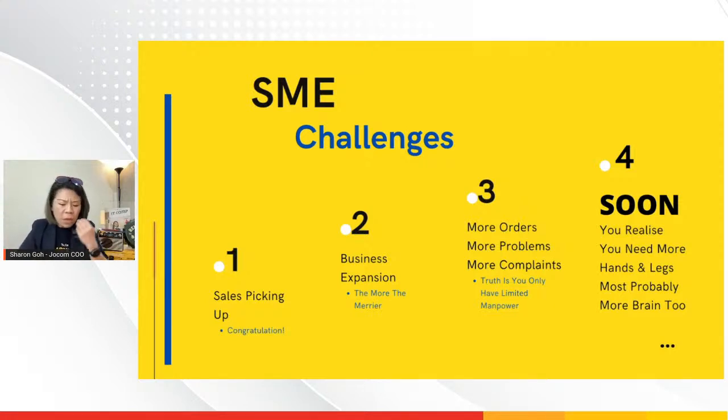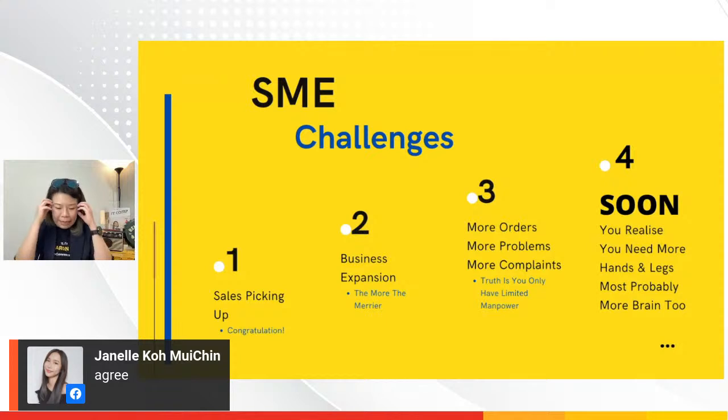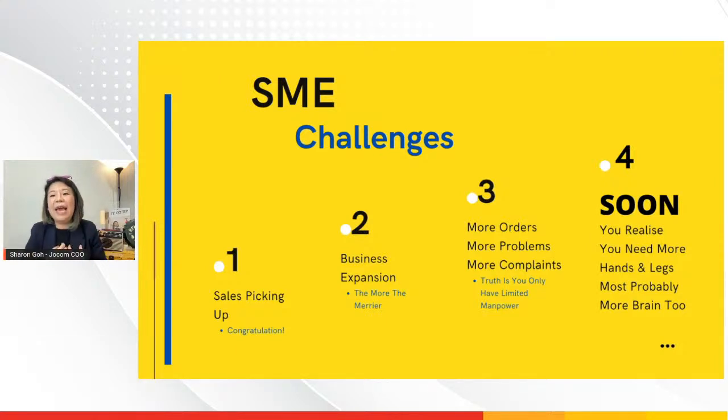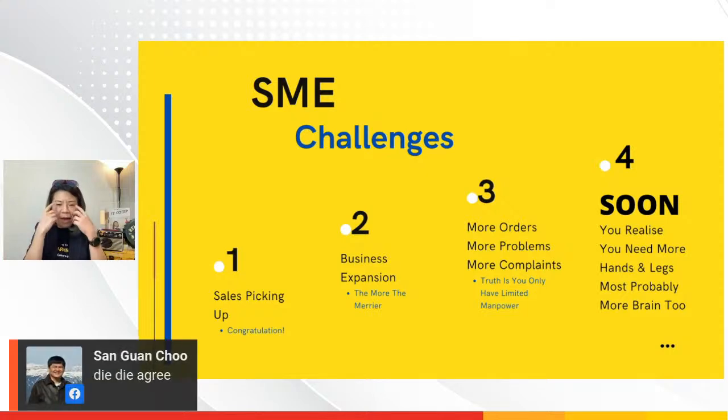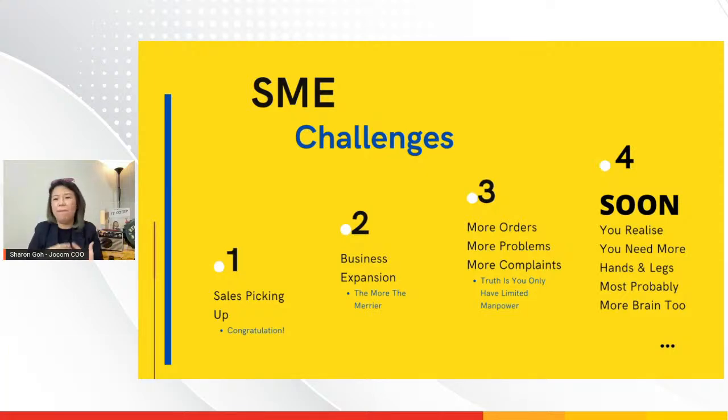And fourth, what comes next is the reality, the big slap on the face. Sooner or later, you realize you need more hands, more legs, and more importantly, you might need more brains. We as founders only have one brain, two hands, two legs, two eyes, one mouth. We need to sleep. We have maximum 24 hours, 7 days.